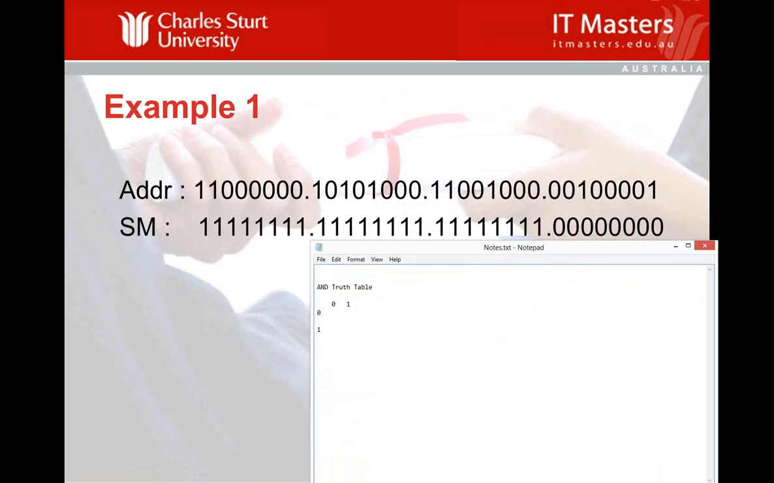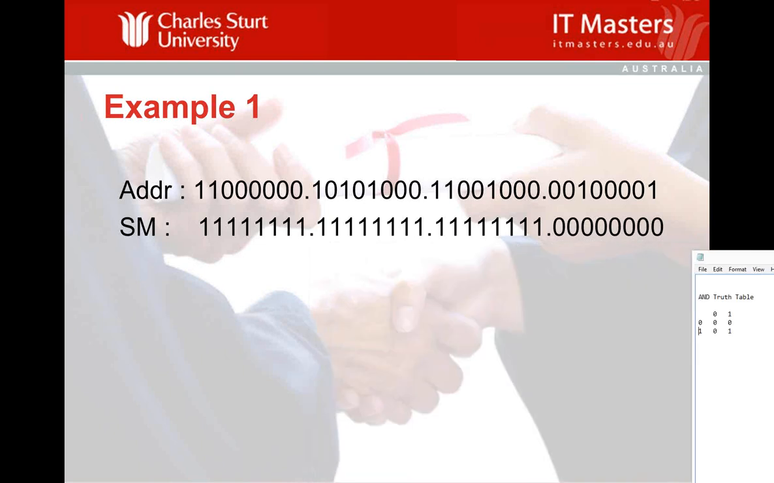Now, the logical AND operation says anywhere there is a 0 and a 0, the value is 0. Anywhere there is a 0 and a 1, the value is a 0. Anywhere the value is a 1 and a 0, which we've just done, is a 0. But anywhere we have a 1 compared to a 1, we put in a 1. So that's our truth table. This is our rows, this is our columns. A 0 and a 0 is a 0. A 0 and a 1 is a 0. A 1 and a 0 is a 0. And a 1 and a 1 is a 1.